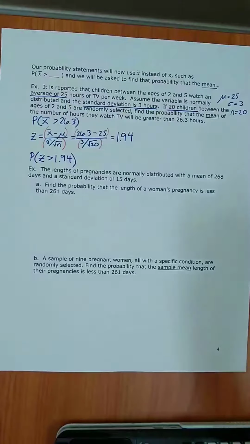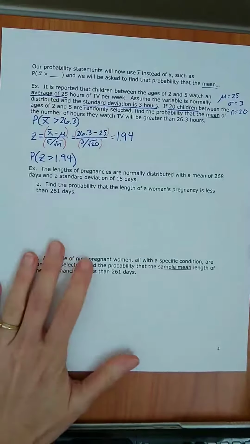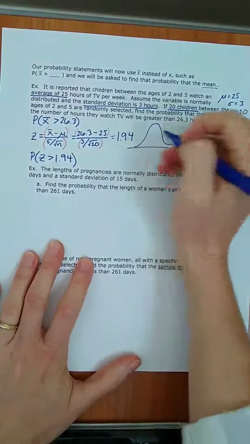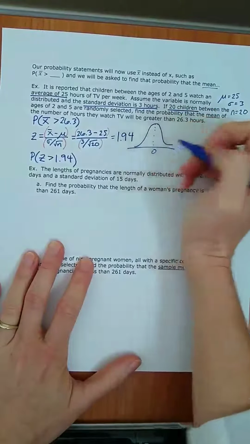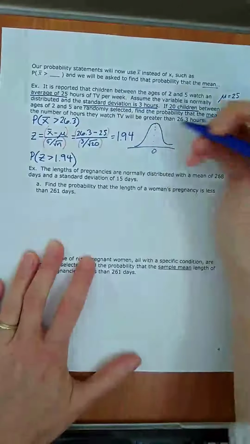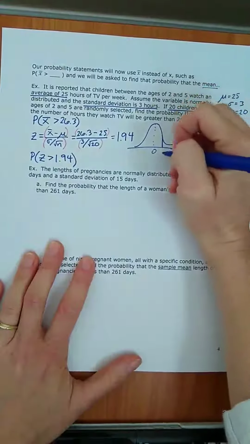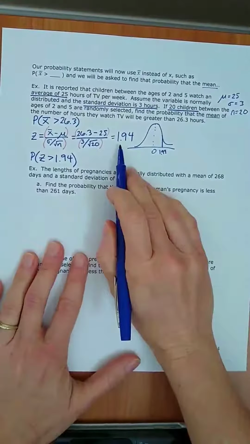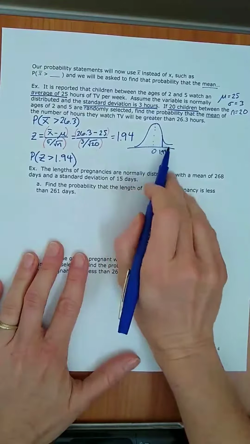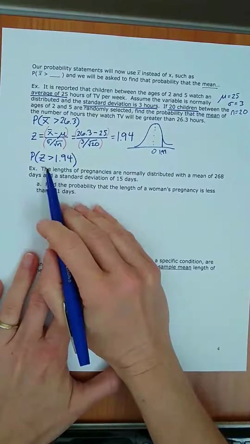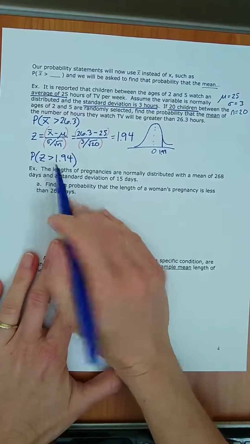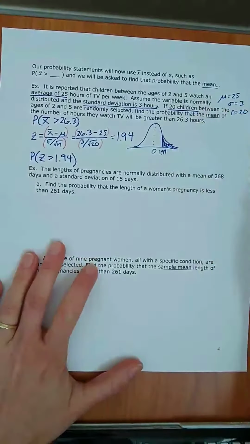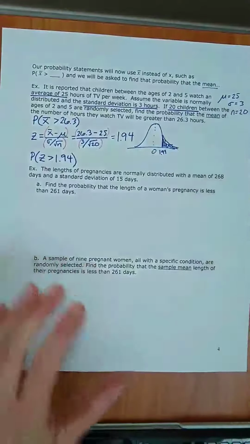Okay, so after I've got my probability statement with z, I'm going to make a picture. So 0 is in the middle. Z is a positive 1.94, so z is somewhere over here, 1.94. So I look at whether z is positive or negative first to figure out where the z is, and then I go back to my probability statement to see which part I'm shading. So z is greater than 1.94, so I'm shading in this right tail. So that's the area that I'm looking for.